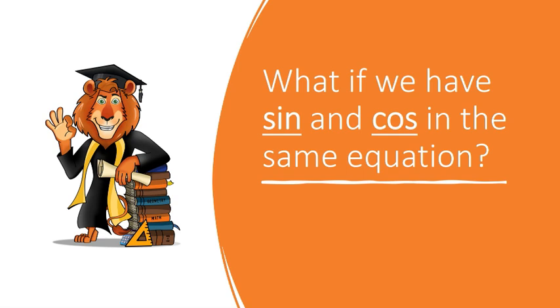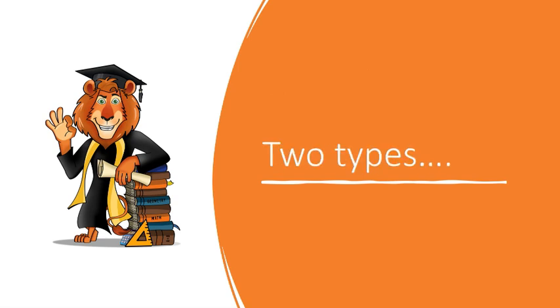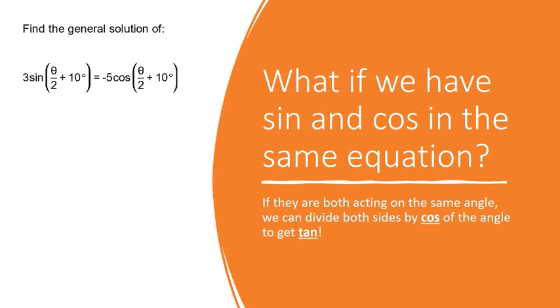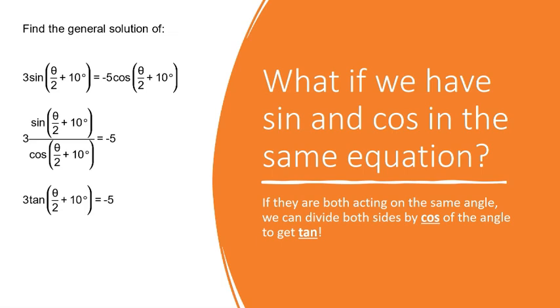So very often we end up with sine and cos in the same equation. There are essentially two types of these. We need to know how to deal with both. The first type is where the two ratios are both acting on the same angle. And so what we can do is just divide both sides of the equation by the cos of that angle. And as we know, sine over cos is tan.